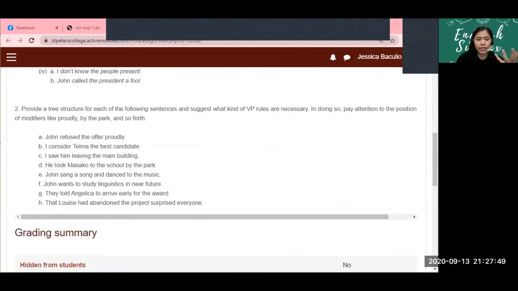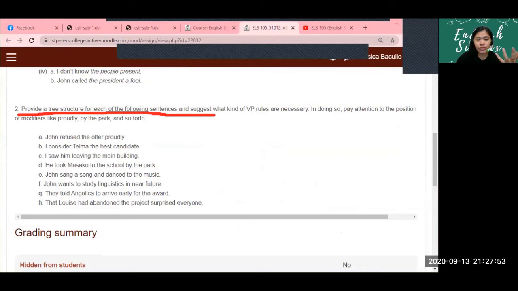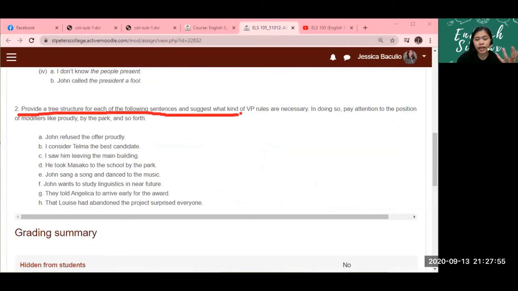Next, let's try to do number 2. Provide a tree structure for each of the following sentences and suggest what kind of BP rules are necessary. Doing so, pay attention to the position of modifiers like proudly, by the park, and so forth. Okay, let's try to do letter A. Let me try to write in a text.